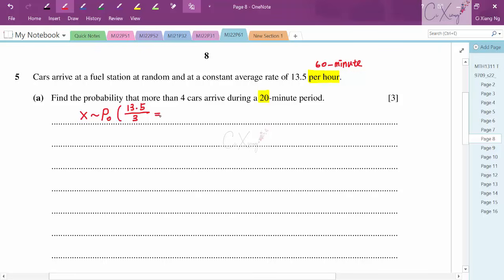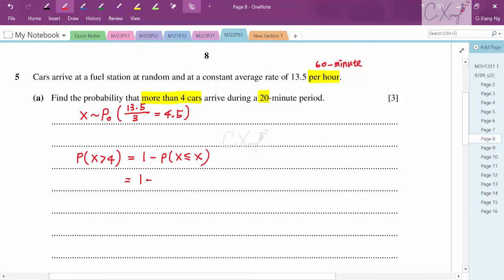Okay, so if you take 13.5 and divide by 3, you get 4.5. So your lambda for this case is 4.5. They are asking for the probability that more than 4 cars arrive. So for more than 4 cars arrive, we should write out X greater than 4. For the Poisson distribution, X greater than 4 means you have to start from X equals 5, X equals 6, X equals 7 until infinity, which is impossible for us to complete the calculation. So you have to take 1 minus the opposite sign for the 4. So I'm having 1 minus P(X smaller than or equal to 4).